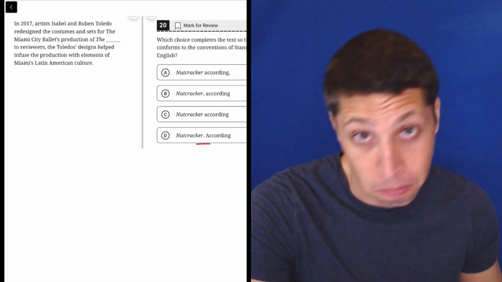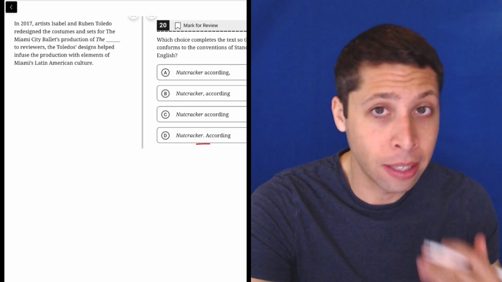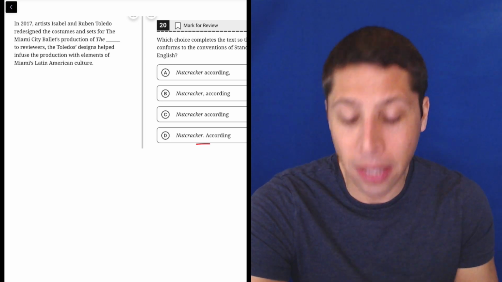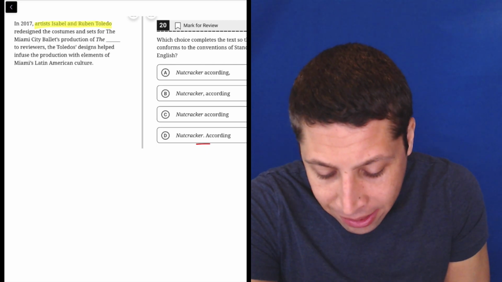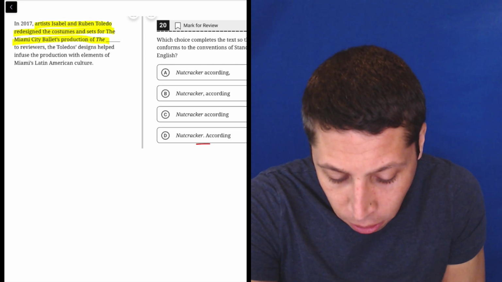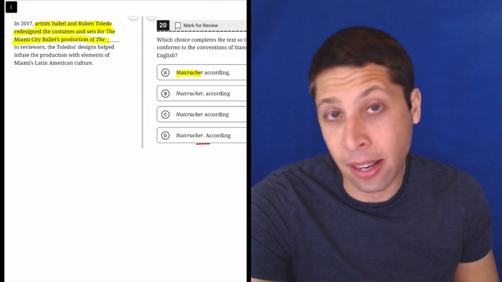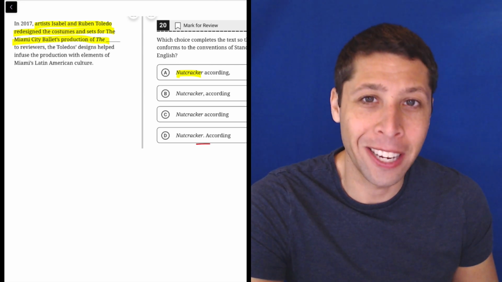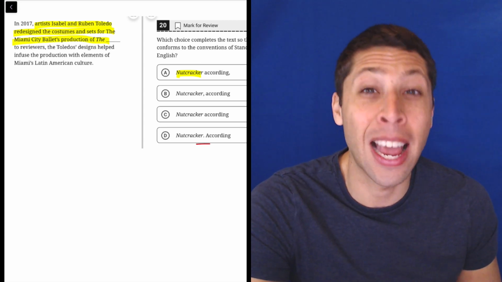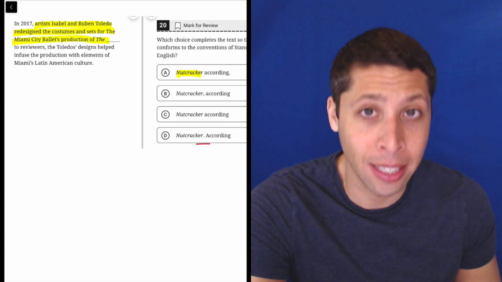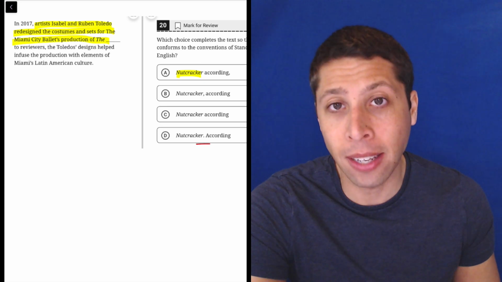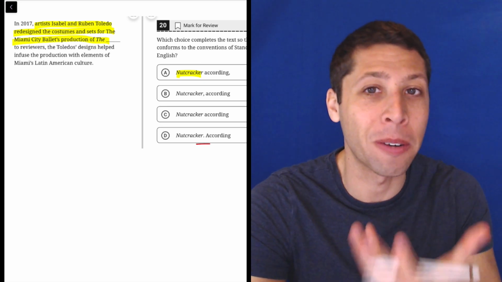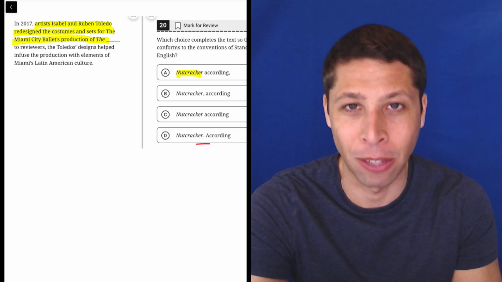In 2017, artists Isabel and Ruben Toledo redesigned the costumes and sets for the Miami City Ballet's production of The Nutcracker. That sounds like a sentence, right? Notice my pause there seems natural. I feel like I completed a thought. So basically, all of this, all the way to The Nutcracker, is a sentence that could exist on its own. The "In 2017," notice I'm not highlighting, because that's an extra piece at the beginning. The comma is telling us that. We can think of it as part of that sentence, but structurally speaking, it's extra, and so it's not really part of the core grammatical sentence that I'm interested in.